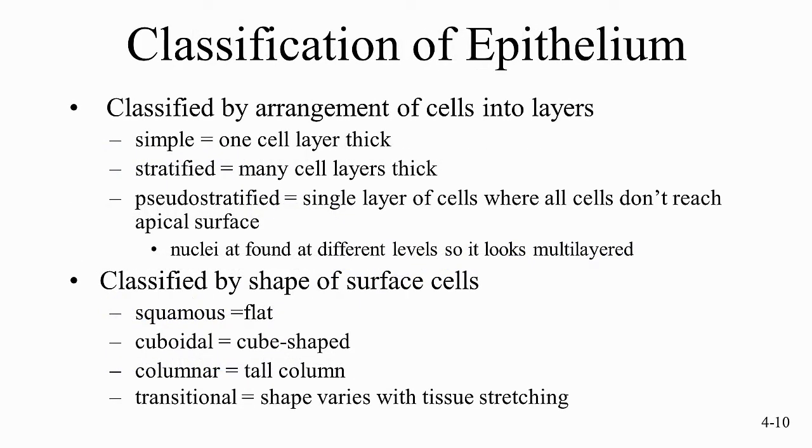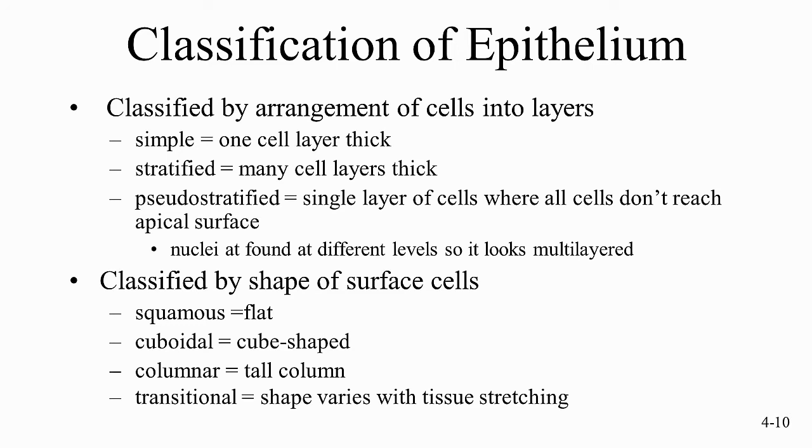Now, classification of epithelium. The first thing we want to do is look at the different layers of epithelial tissue. And that's actually the first way we name it as well. If it's one cell layer thick, we're going to call it simple. So I think about it again like the tile on the floor, one tile layer thick.